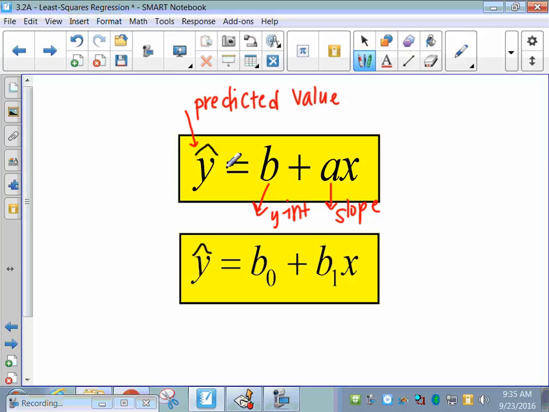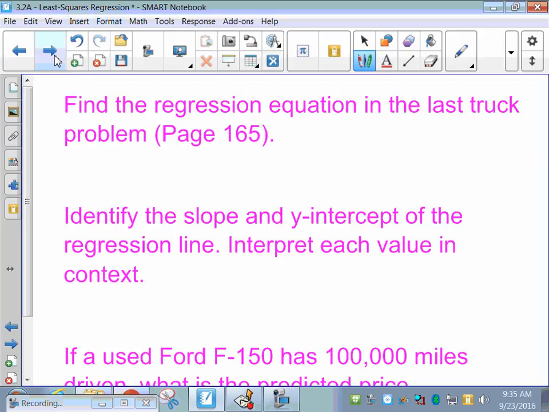Now, your formula sheet on the AP test, and the one that I gave you guys, the nice yellow sheet, looks like this. It's the same. It means the same thing, right? Predicted value, b sub 0. Again, that's your initial amount, or your y-intercept. And b sub 1 is the slope times x. So don't get confused. They do mean the same thing. This is the one you're going to see on your calculator that we will use. All right. We're going to find the regression equation in the truck problem.